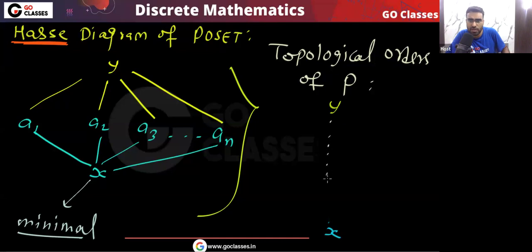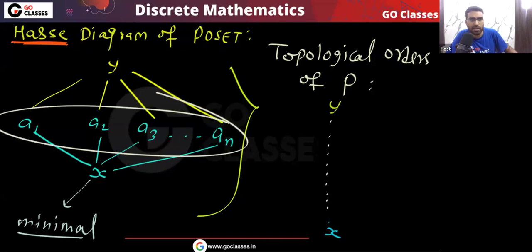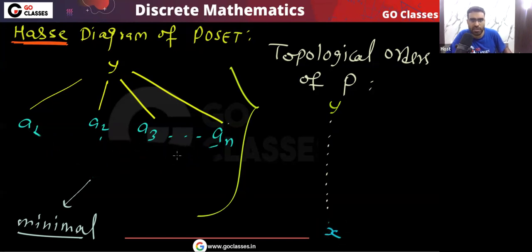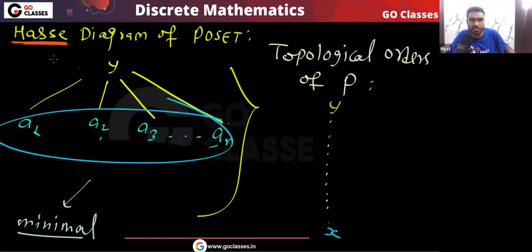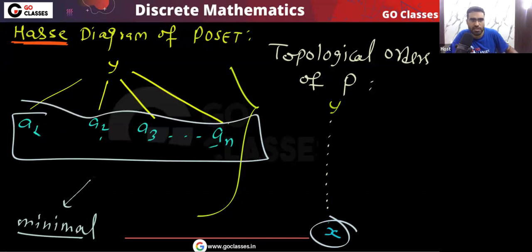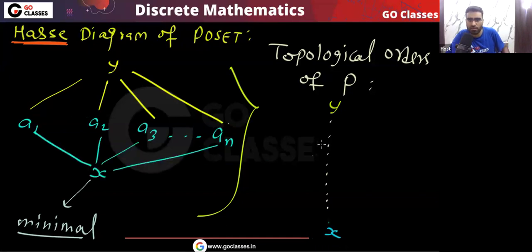Now in between, they can come in any order because they are not comparable. For example, A1 and A2: is there any order between them? No, there is no order. Once I delete this X, these things can come in any order. These n elements can come in any order. So here there are n factorial orders.